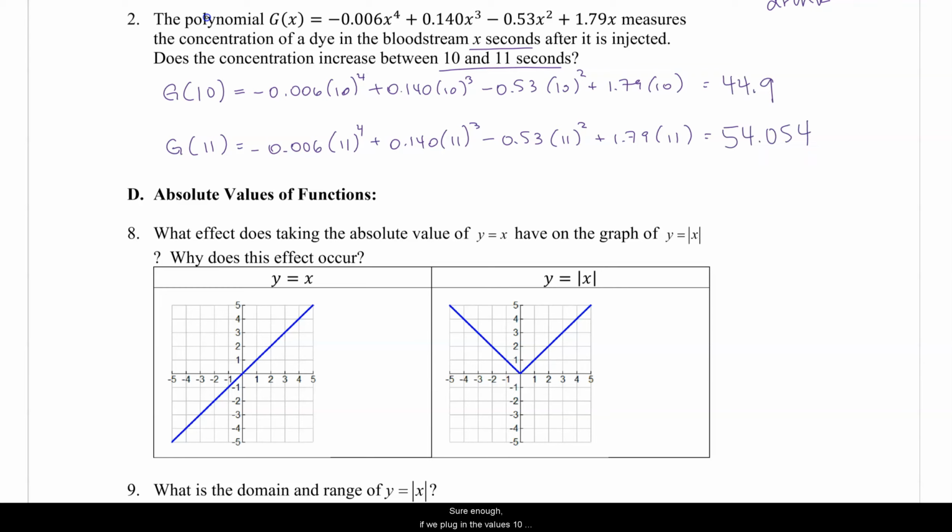And sure enough, if we plug in the values 10 and 11 into our function g, we end up with 44.9 after 10 seconds, and then the concentration increases to 54.